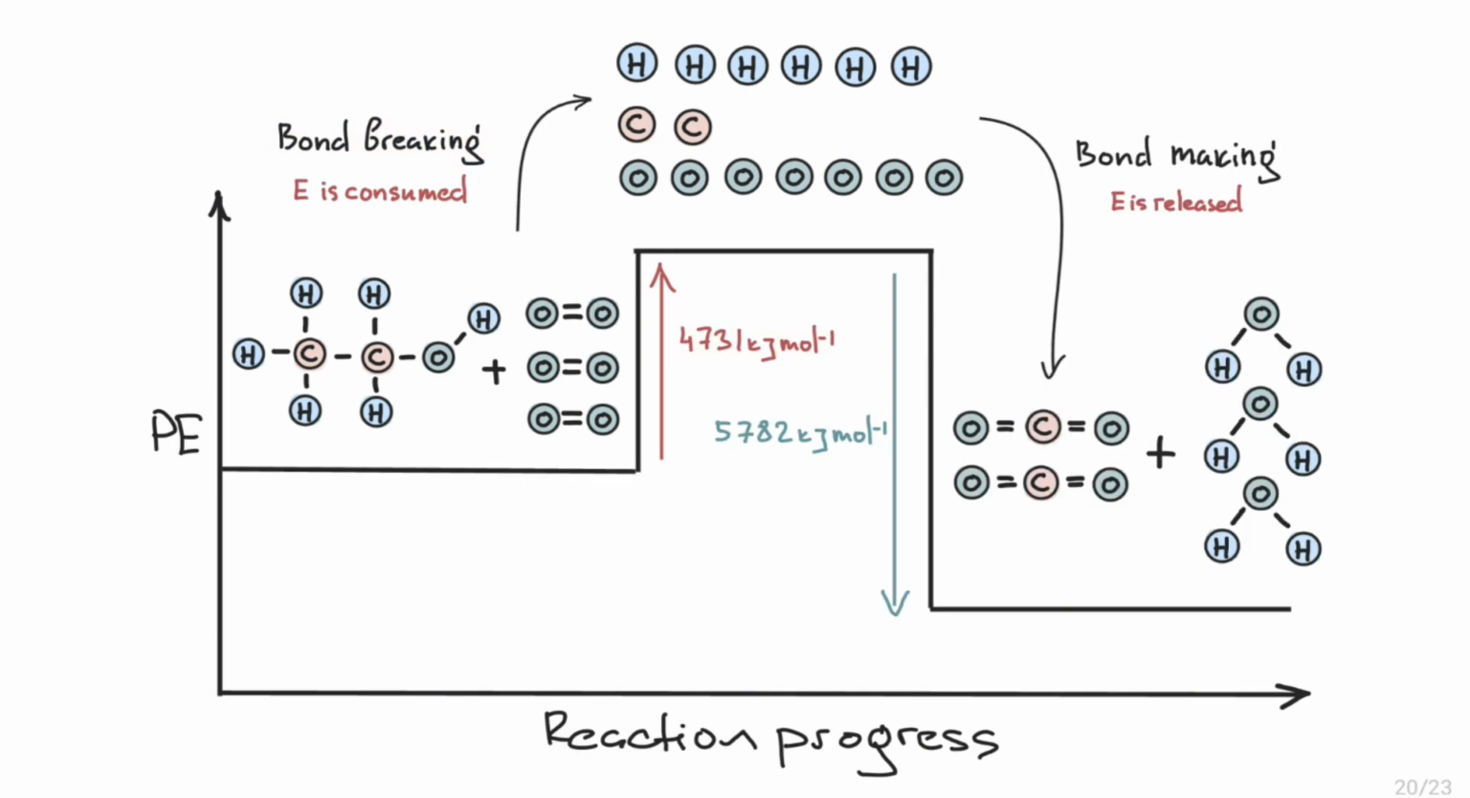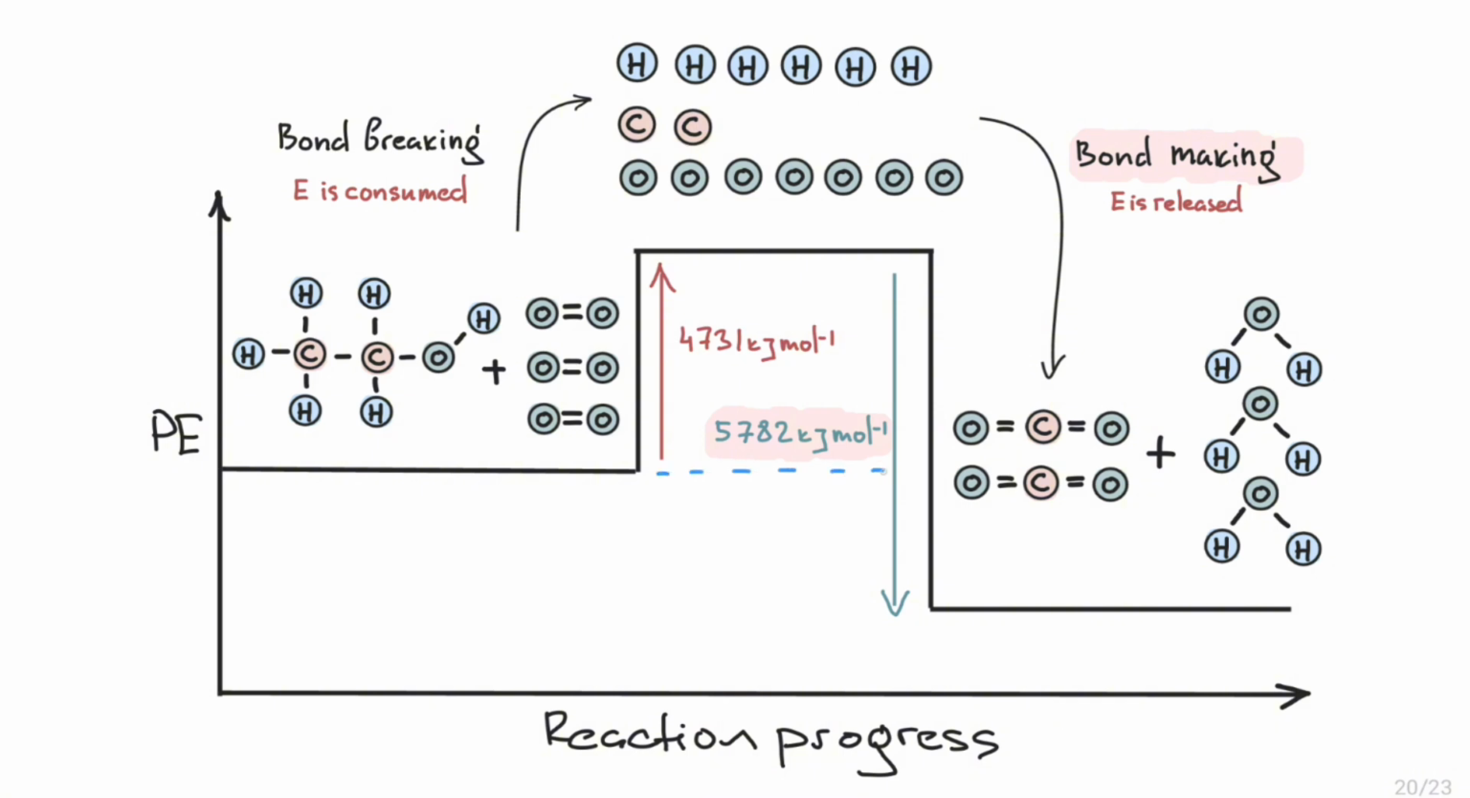As we move to the second part of the graph, we witness the energy released during the formation of the products. The value represents the energy released during the bond making process, amounting to 5782 kilojoules per mole. As the atoms come together to form new bonds, energy is liberated.